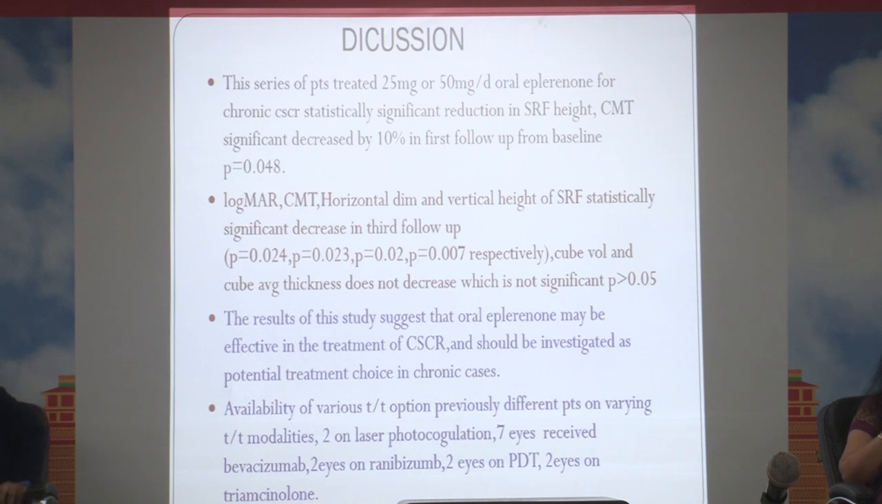Discussion: this is a series of patients with chronic CSCR treated with 25 to 50 milligrams per day of oral eplerenone, showing a statistically significant reduction in SRF and CMT, a significant decrease of 10% at first follow-up from baseline. P-value 0.048, with significance from 0.024 to 0.007. Average retinal thickness did not decrease significantly, p-value greater than 0.05. The results suggest that oral eplerenone may be effective in treatment of CSCR and should be investigated as a potential treatment choice for chronic CSCR.